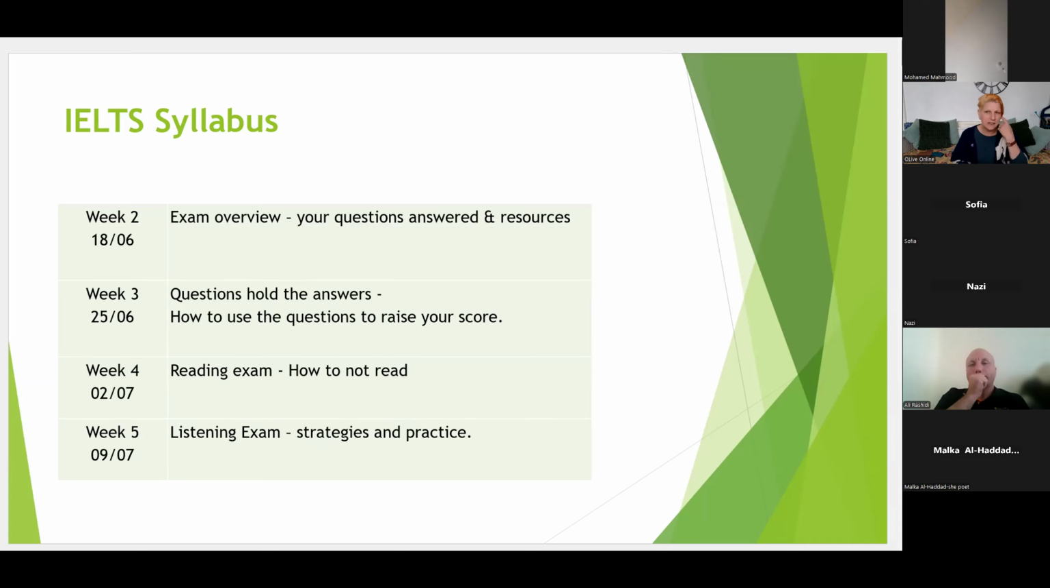So the listening is, can you understand what's being said? And the reading is, can you understand what you're reading? And then in the expressive sections, can you speak in a way that other people can understand what you are trying to say? Can you get your message across?